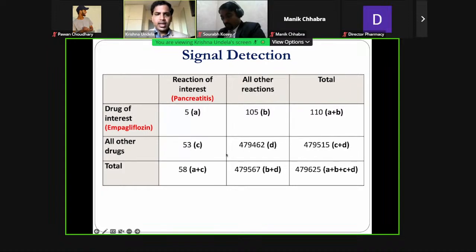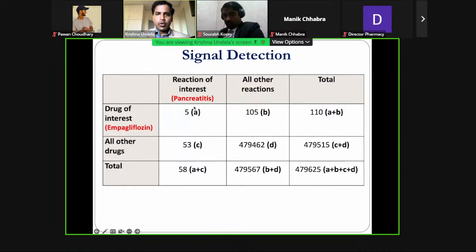So this is the information about the medication, empagliflozin and all other medications. And this is about the reaction, pancreatitis and all other reactions. So we are going to understand the exact numbers, including the totals. Now we are going to give the coding here. It is almost similar to the calculation of relative risk and odds ratio in pharmacoepidemiology. It is almost similar to PRR and ROR in pharmacovigilance.